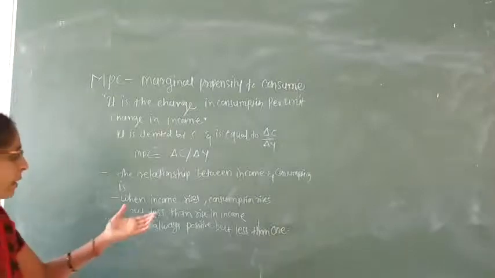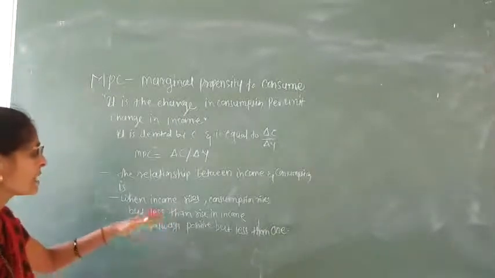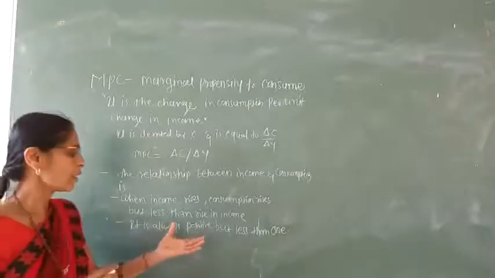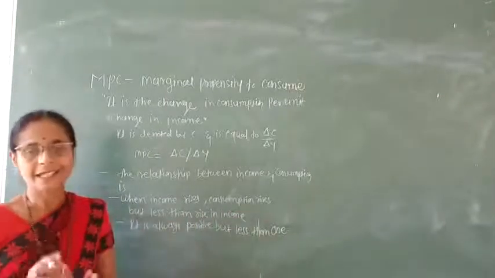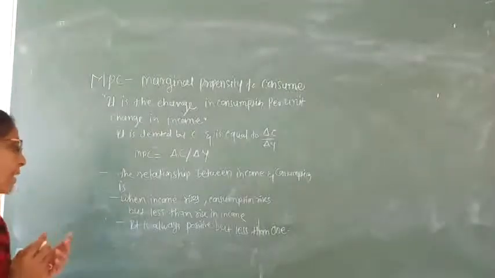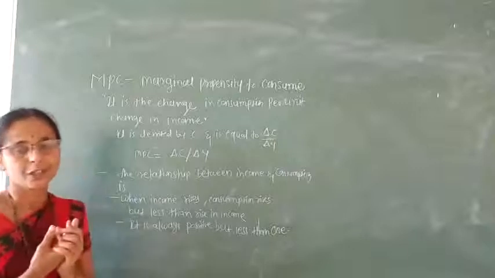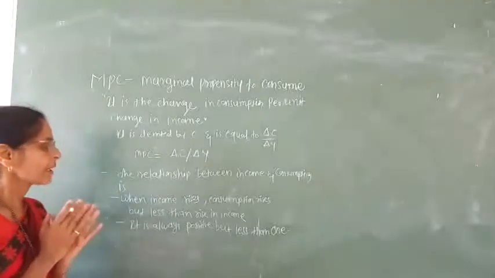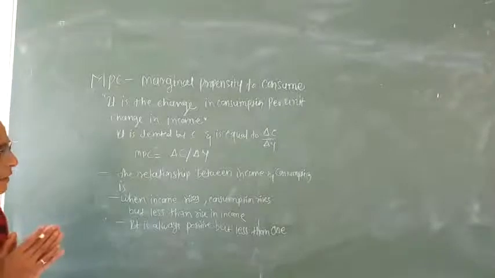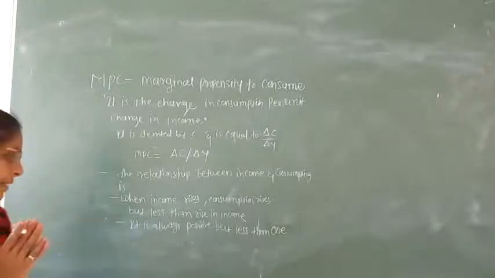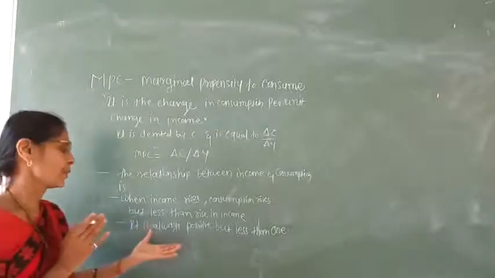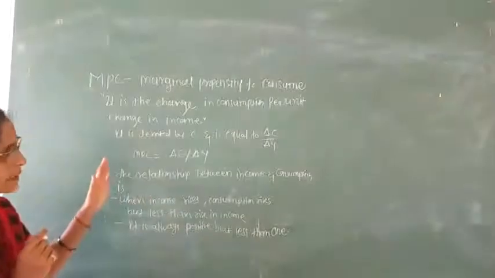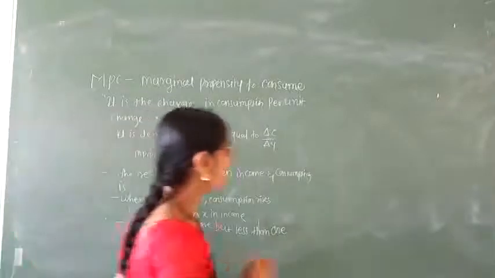But the consumption rises by less than the rise in income, and MPC is always positive, but less than 1. See what I say: if the income rises, the consumption also rises, but the consumption does not rise at the same rate as income. It is always positive, but less than 1. Students, I will explain it with the help of an example. See here.